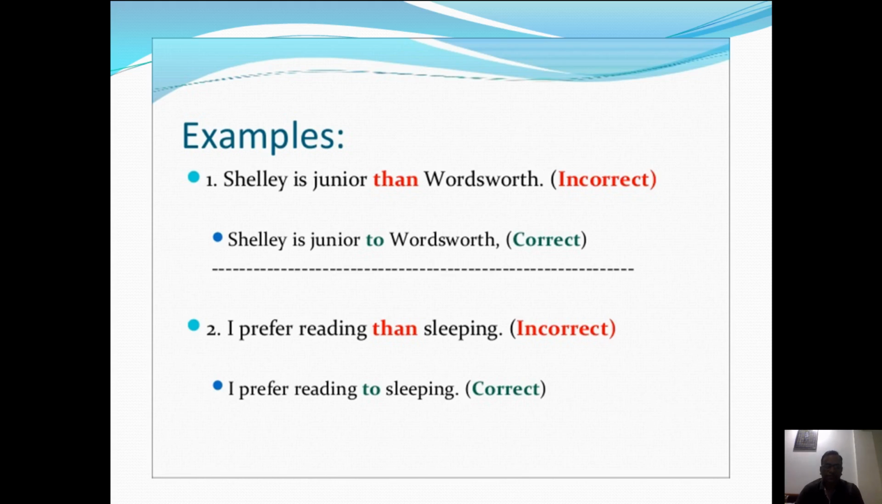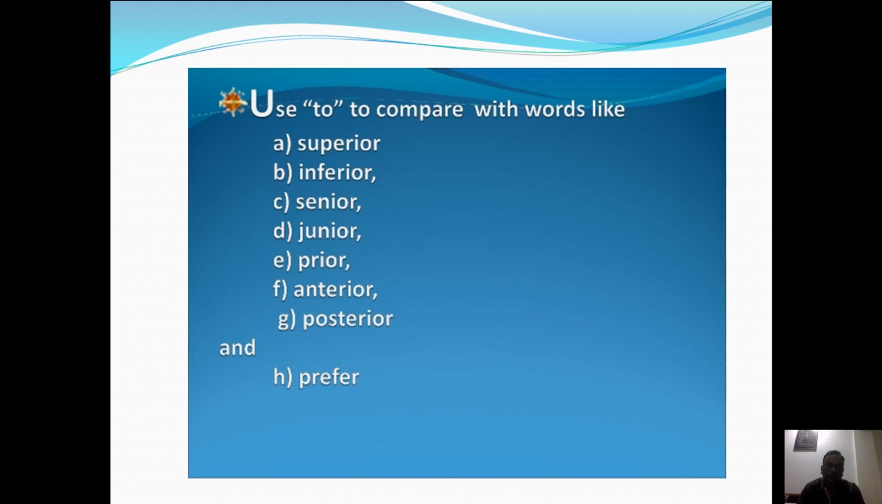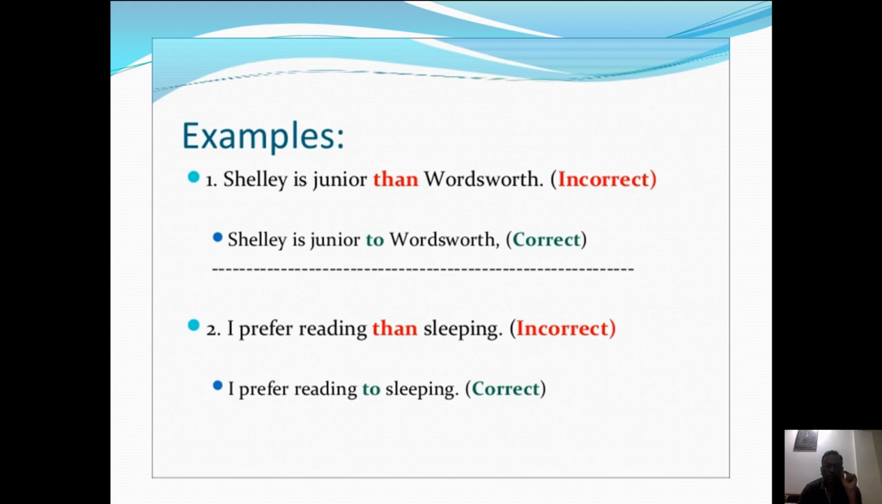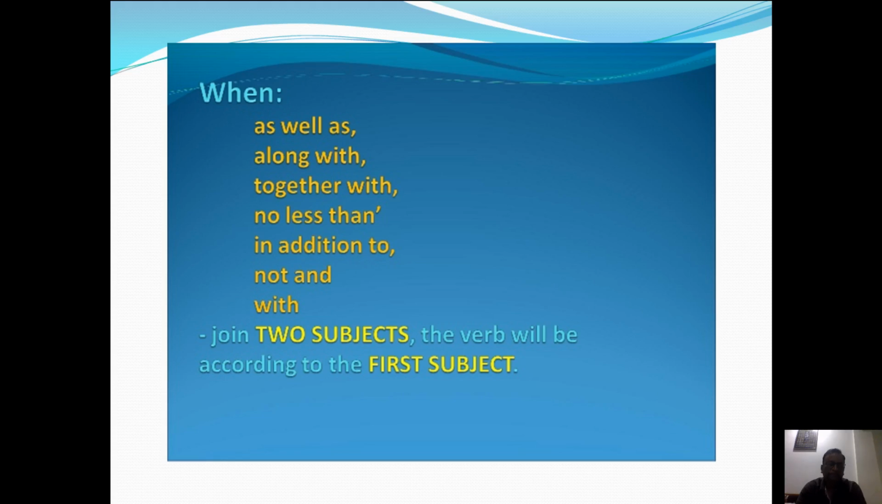Getting me? What did we learn in the previous slide? Use "to" to compare with words like superior, inferior, senior, junior, prior, anterior, posterior, and prefer. Whenever this kind of word is there, you have to use "to". So we have used the word "to". Second, I prefer reading than sleeping. I prefer reading, than, sleeping. The correct one: I prefer reading to sleeping. Getting me? I prefer reading to sleeping.